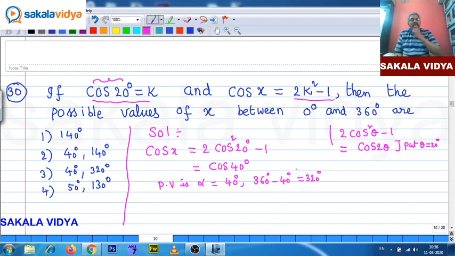So, if you take 140, how do you take 140? 180 minus 40 lies in the second quadrant where cos is negative. So, that is why option 3, because 40 degrees belongs to the first quadrant, 320 degrees belongs to the fourth quadrant. In these two quadrants, cos theta is positive. Otherwise, you can check the options here also.